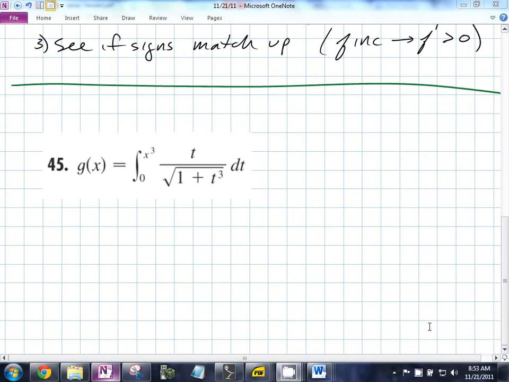Essentially, what's going on when you take the derivative of an integral? Nothing, essentially, right? But what's the key difference here? What's the one term in there that makes this a little different? The x cubed, right, exactly.